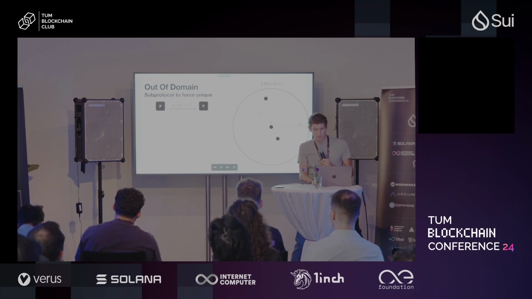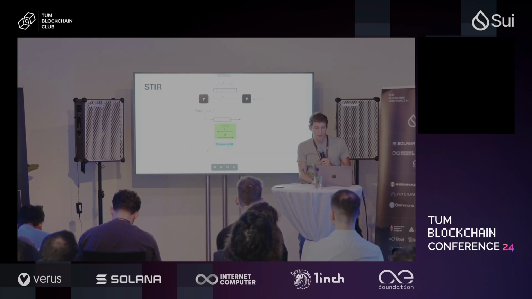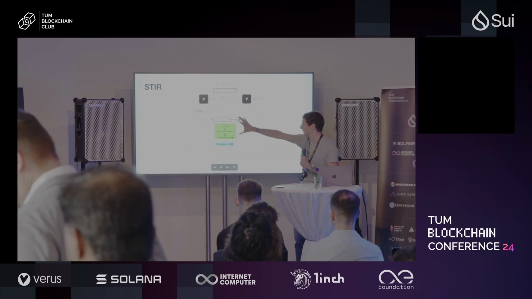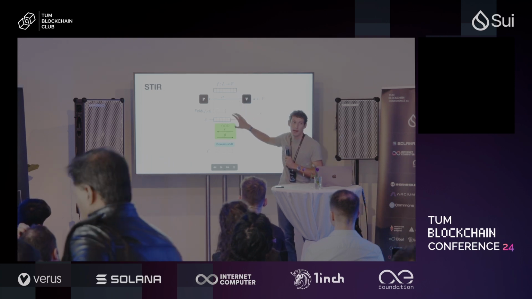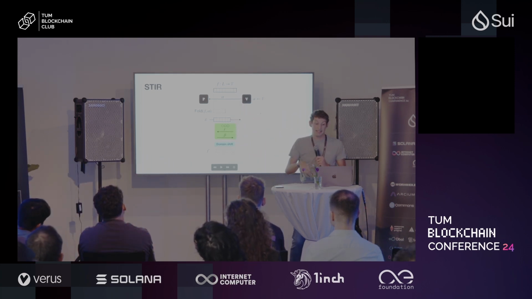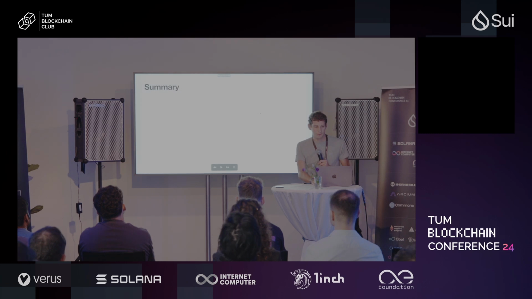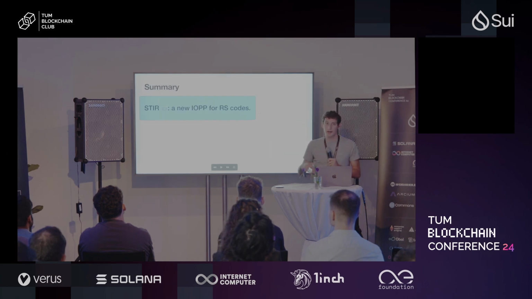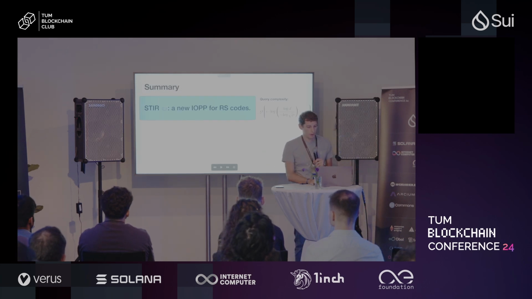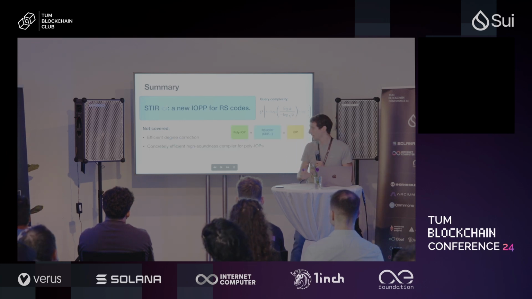I'm going to skip the out-of-domain protocol because I don't have time. But roughly then, STIR is just a combination of these protocols. You have a folding step, an out-of-domain sample, which is the same one as with FRI and DEEP-ALI, and then a domain shift protocol, and then testing some quotients. And then you just keep recursing this. So just to conclude, we present STIR, a new interactive oracle proof of proximity for Reed-Solomon codes, with better asymptotic query complexity than anything that was known before. There are some things that we didn't cover, like our compiler.